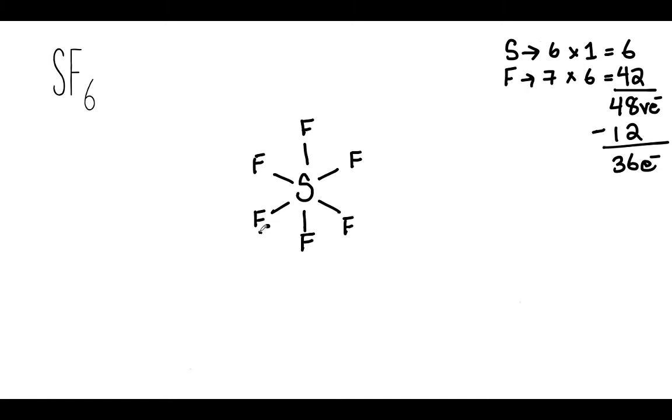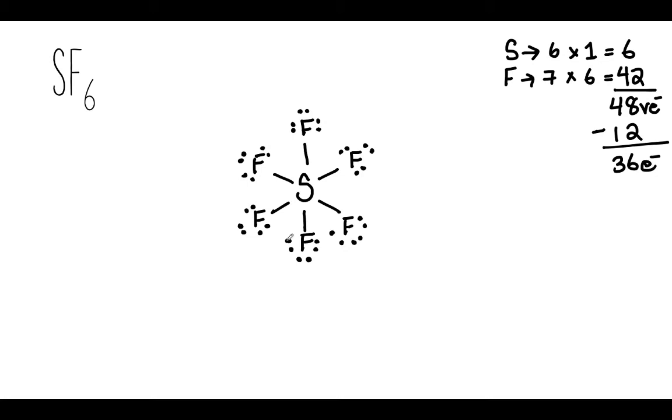So 1, 2, 3, 4, 5, 6, 7, 8, 9, 10, 11, 12, 13, 14, 15, 16, 17, 18, 19, 20, 21, 22, 23, 24, 25, 26, 27, 28, 29, 30, 31, 32, 33, 34, 35, 36. So I've added all of the electrons that I had from this compound.